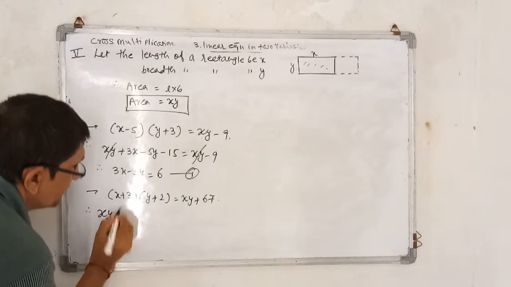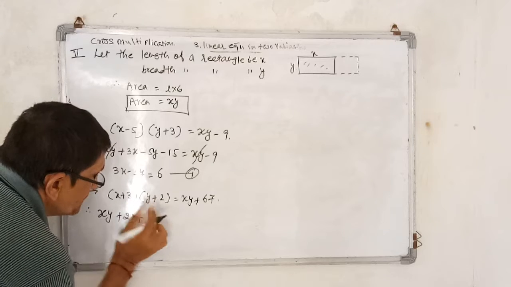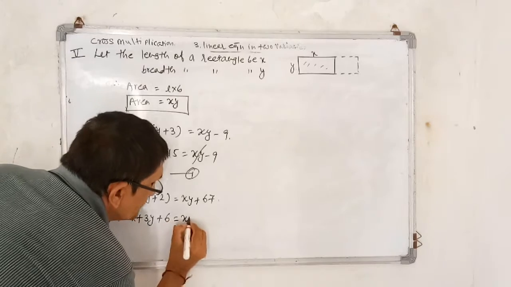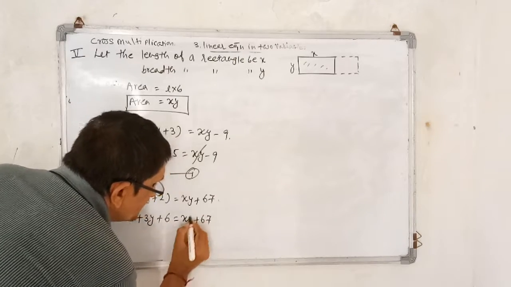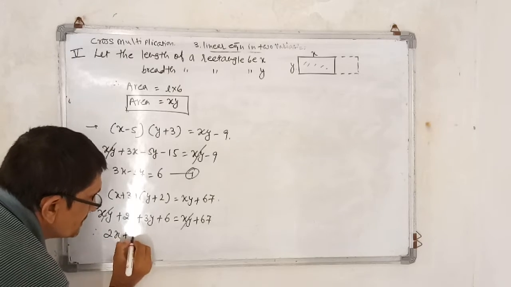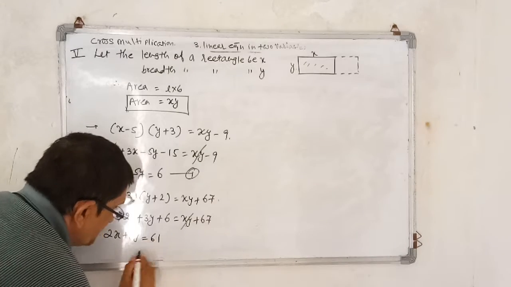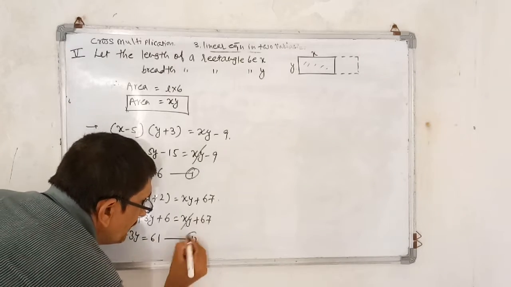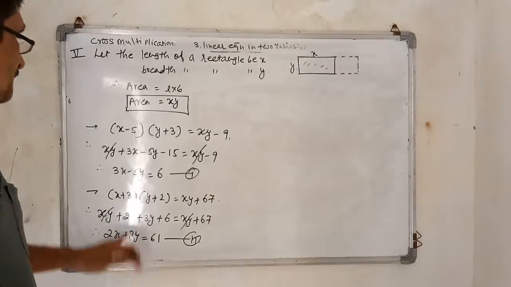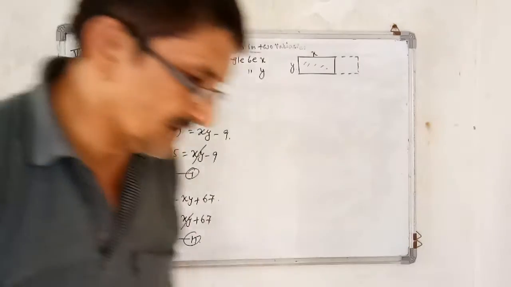So first, xy plus 2x plus 3y plus 6 is equal to xy plus 67. xy cancels. So it is 2x plus 3y, 6 will shift over, so the remainder is 61. Okay, so these are the two equations. Now we have to solve it by the cross multiplication method.